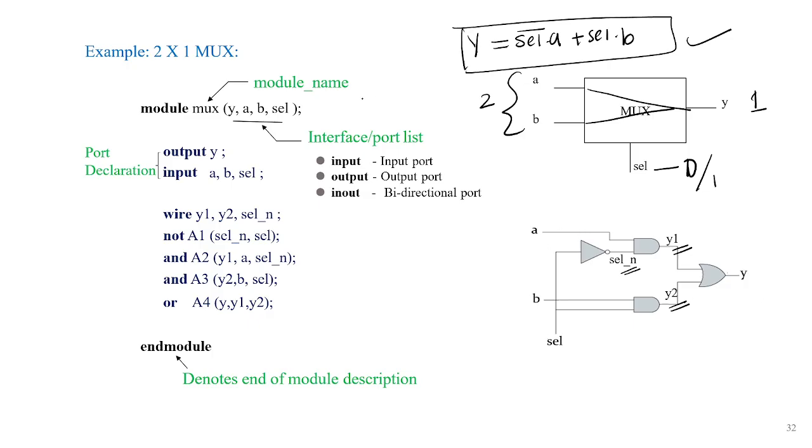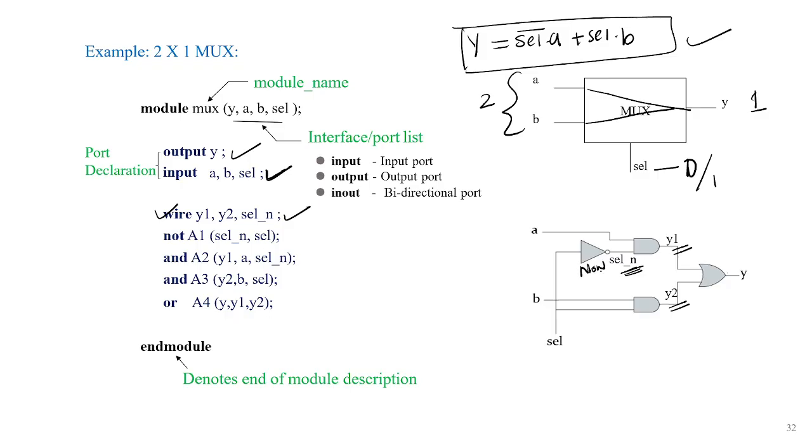It will start with the module and the module name. What is my module name? Mux. And the port list is Y, A, B, selection. These are the ports: input, output, and in-out (bidirectional) ports. Here I am declaring Y as output, and the inputs are A, B, selection. The intermediate variables I am declaring with the wire data type: wire y1, y2, select_n.